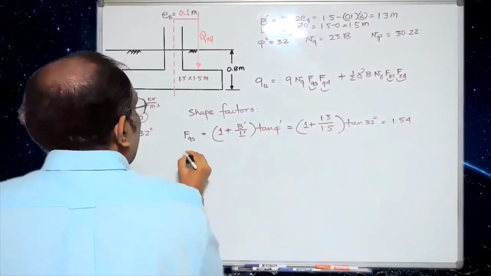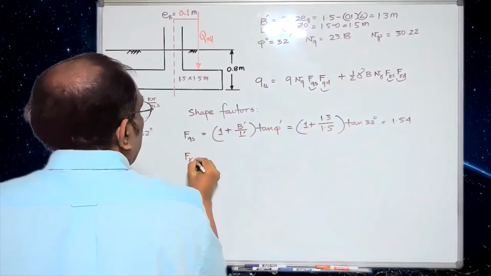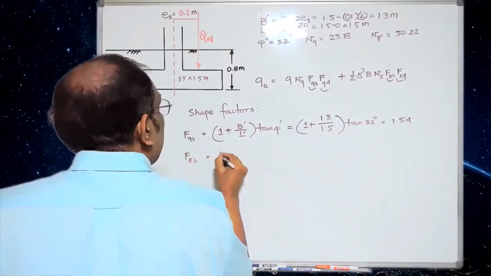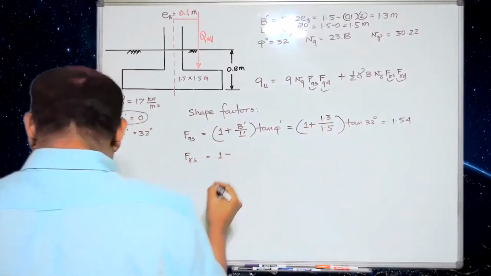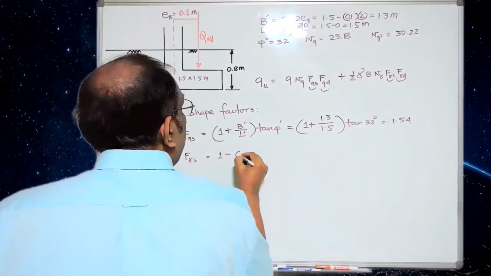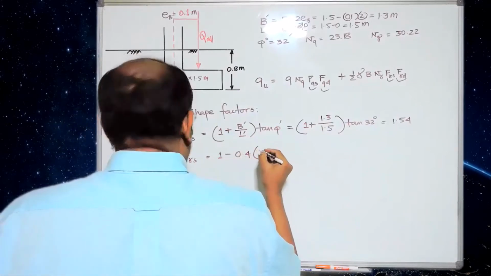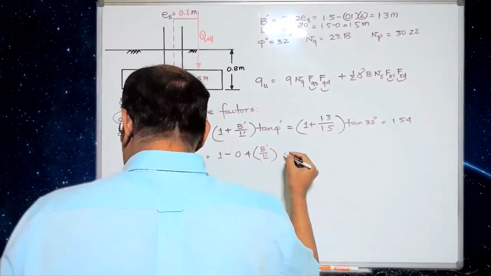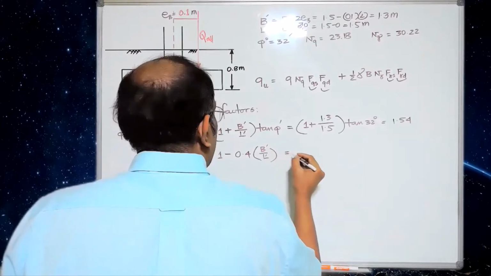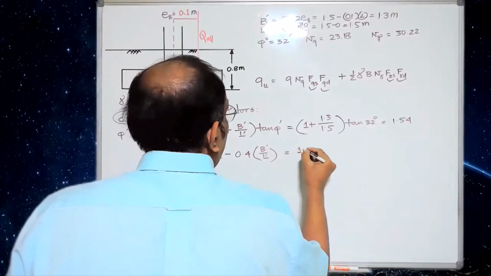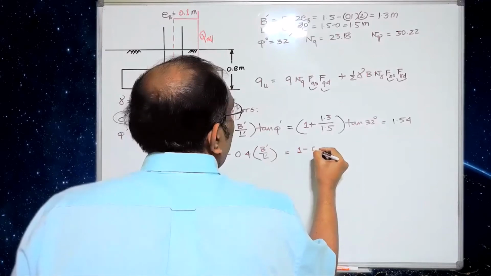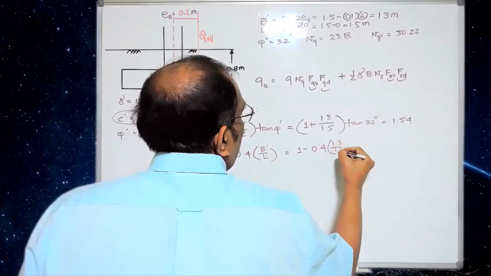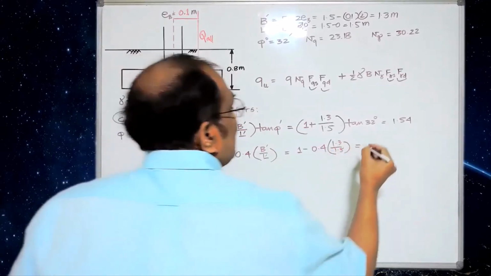Then F gamma S is basically 1 minus 0.4 B prime by L prime, which is 1 minus 0.4 into 1.3 by 1.5. That's 0.653.